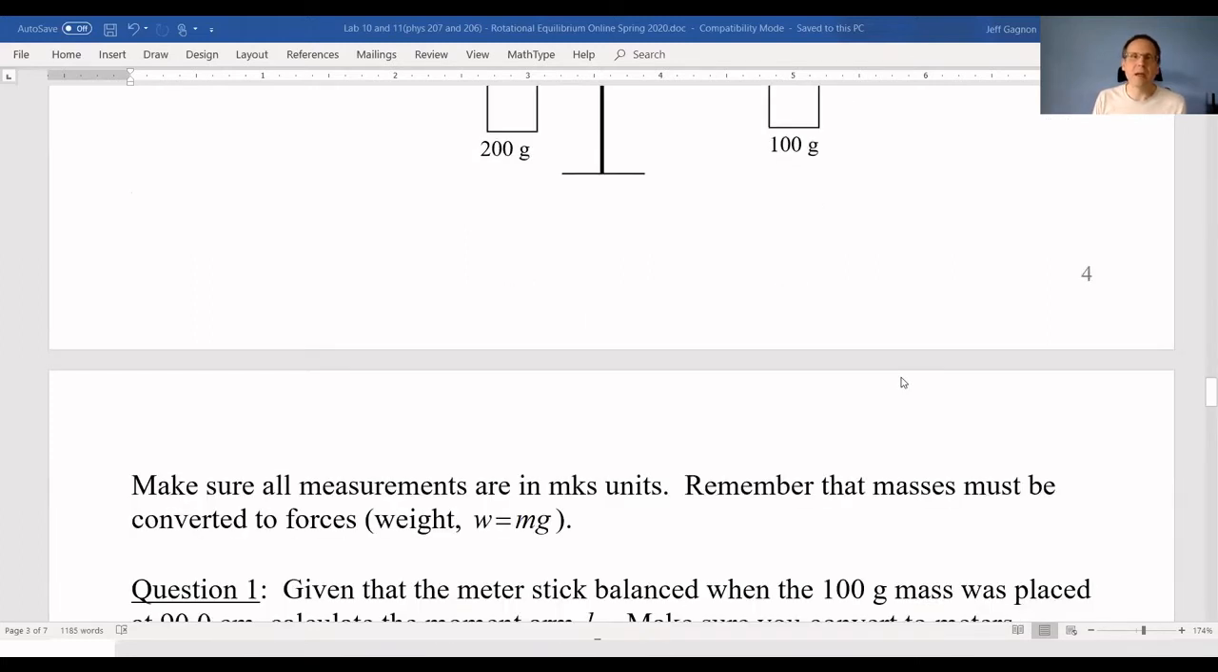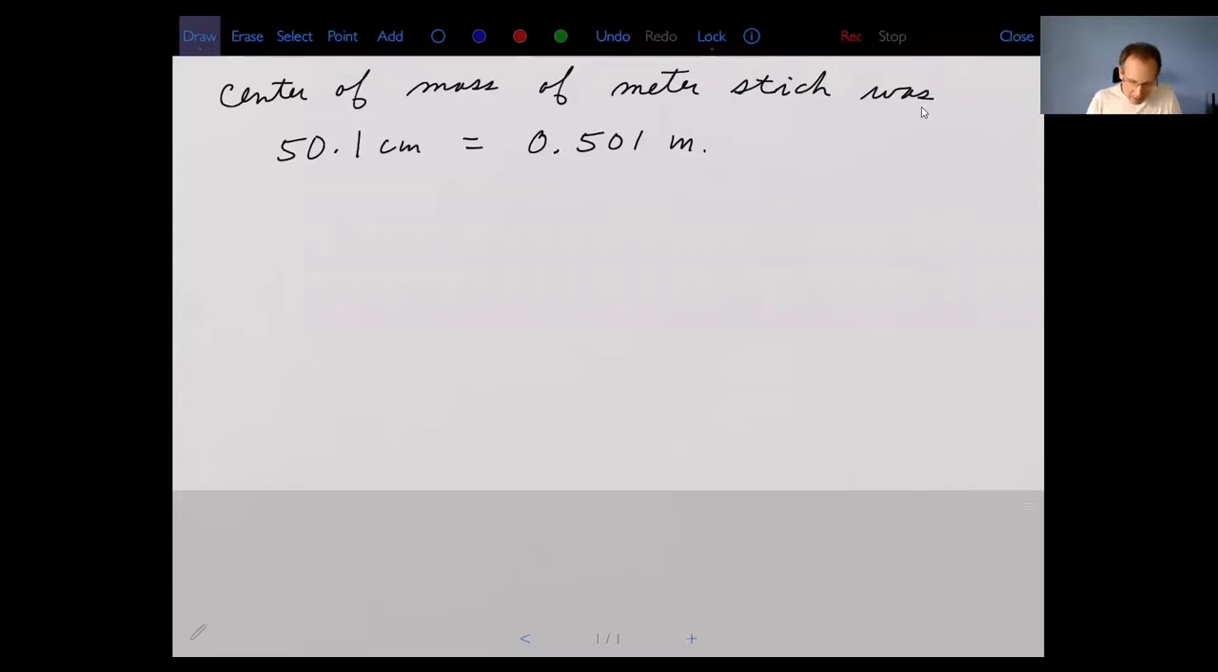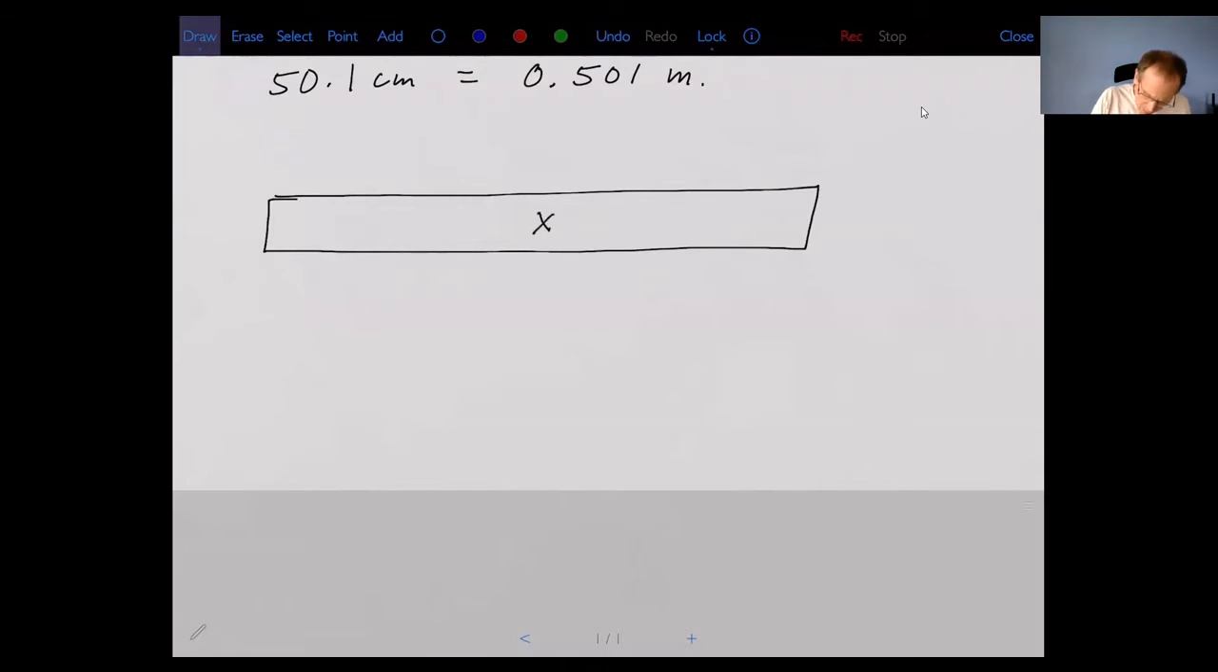All right, so let me go back to the iPad and show you how to set this up, because you'll have to do these torque calculations. Okay, so again, in our case, our center of mass was at 50.1 centimeters, and that's where I want to put my knife edge and my stand. I'm considering the axis of rotation to be right at that point, at 50.1.